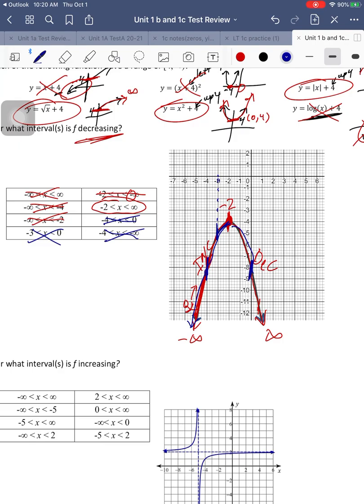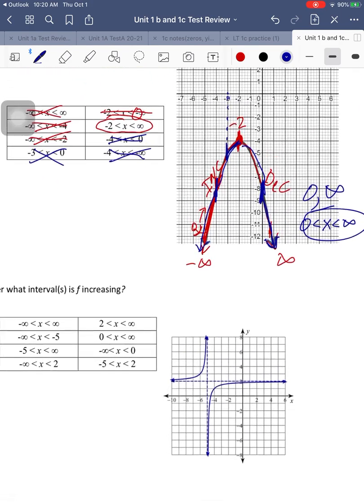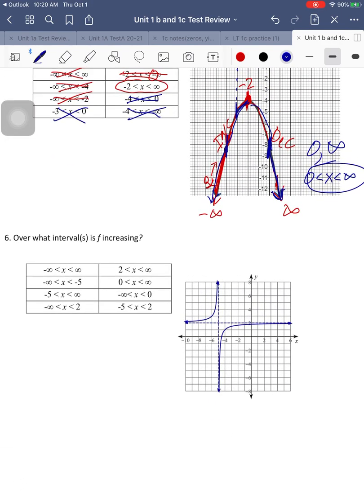There can be more. Like for instance, I could say 0 to infinity, or written like this. That would be one, because it starts at 0 here, and to the right to infinity would decrease. So there could be a portion of the overall interval that would also decrease.